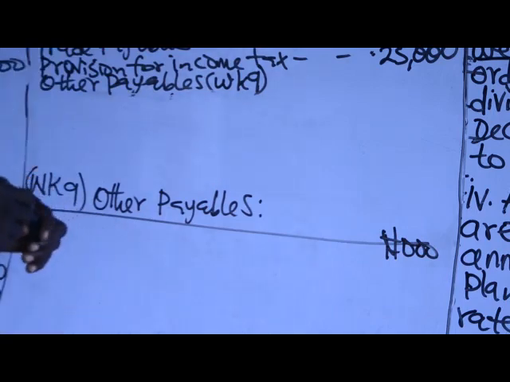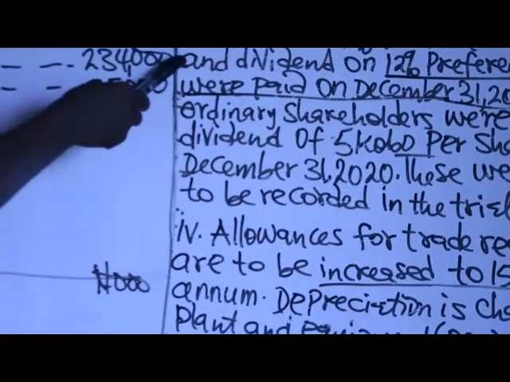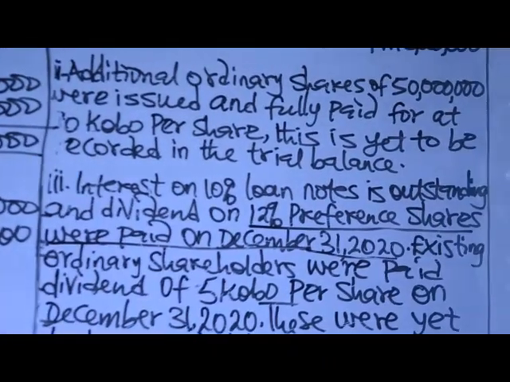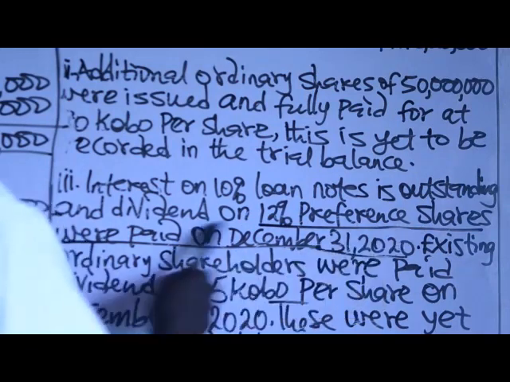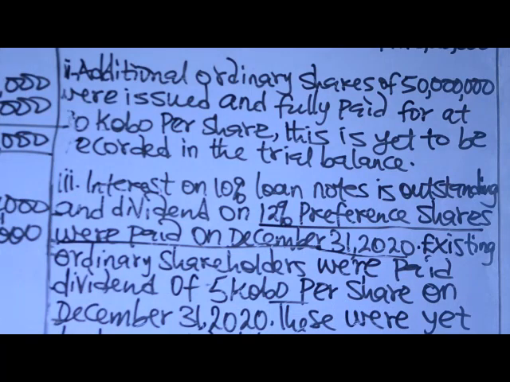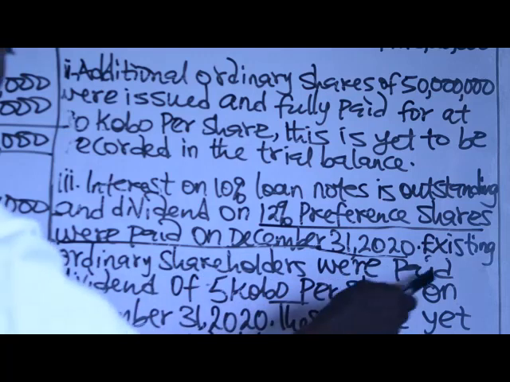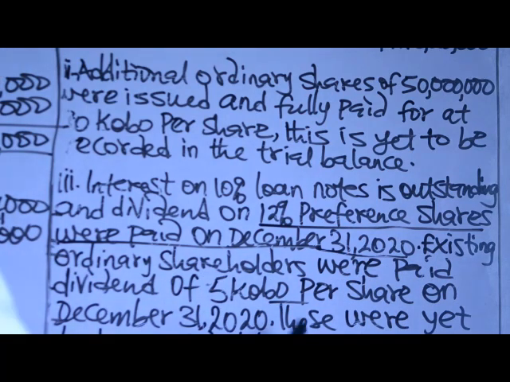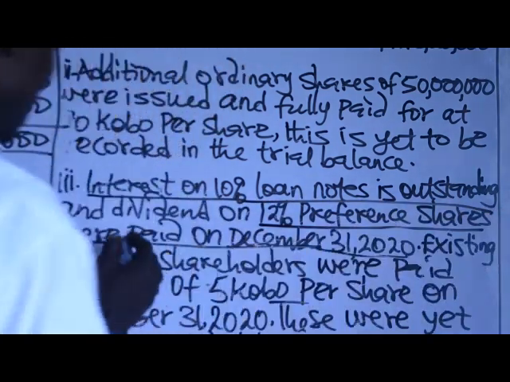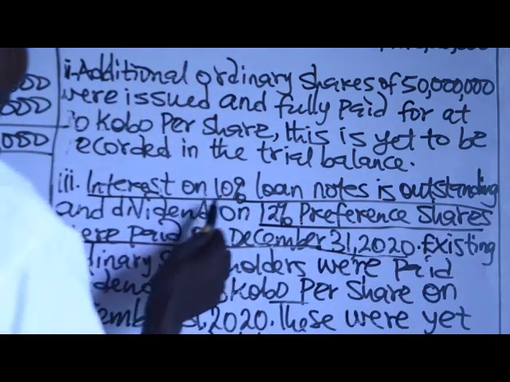Back to the notes. Note 3. Interest on 10% loan notes is outstanding and dividend on 12% preference shares were paid. The preference dividend has been paid, so that does not remain as a liability. The ordinary shares dividend were equally paid, so that will not remain as a liability. The only one that is outstanding and will be recognized as liability is interest on the 10% loan note.